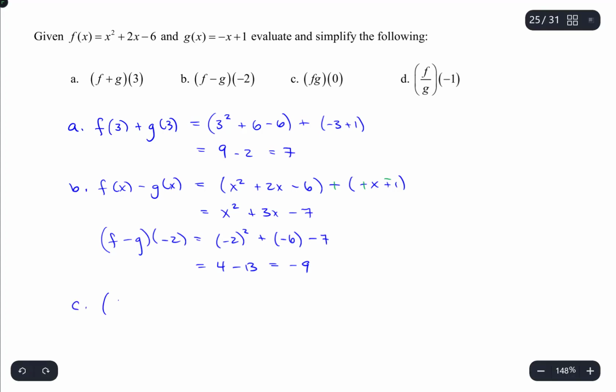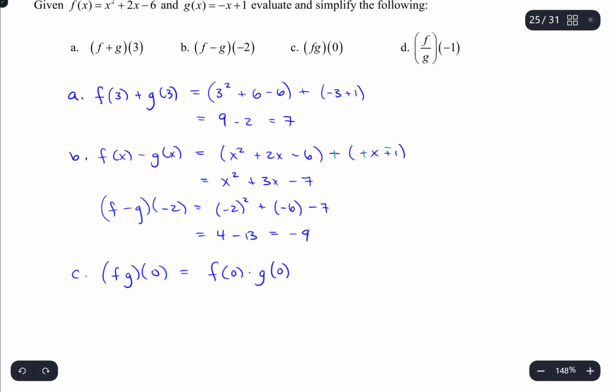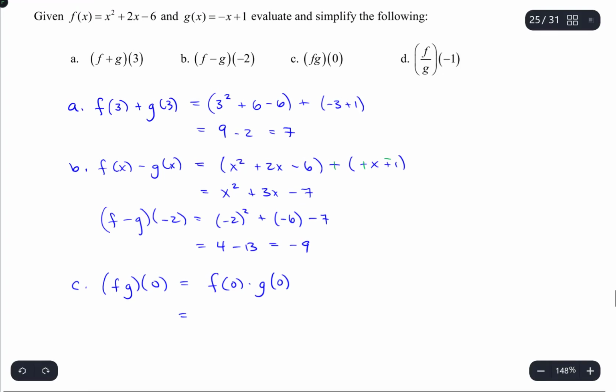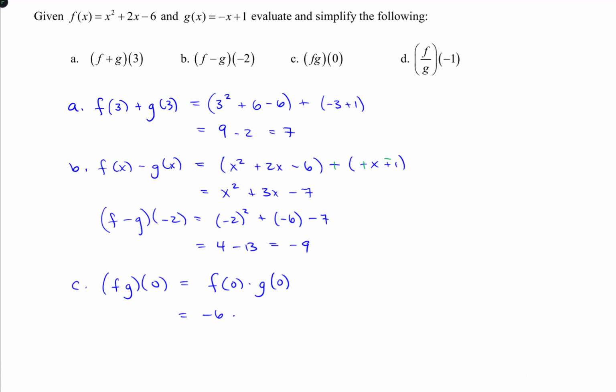Part C, we want to find f times g evaluated at 0. So I'll just do this one as f evaluated at 0 times g evaluated at 0. F evaluated at 0, if you'll notice, all the terms with x would disappear, and you'd just be left with negative 6. G evaluated at 0, all the values of x would disappear, and you'd just be left with 1. So negative 6 is that answer.